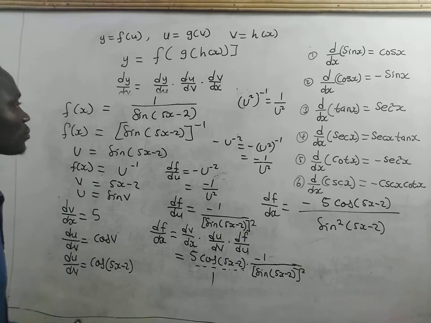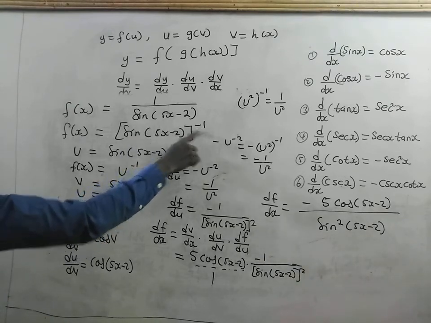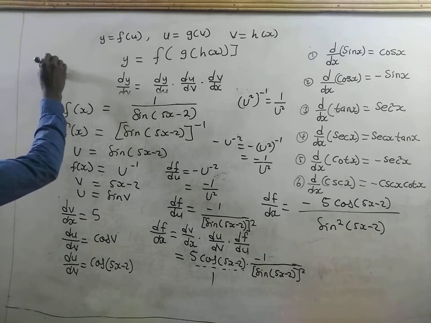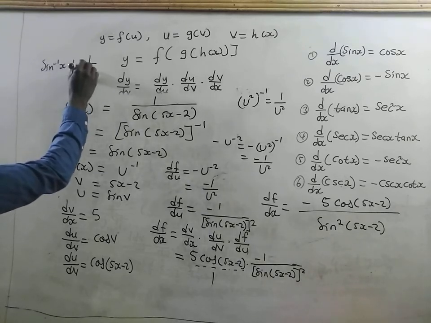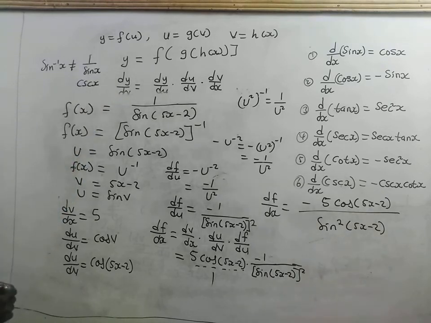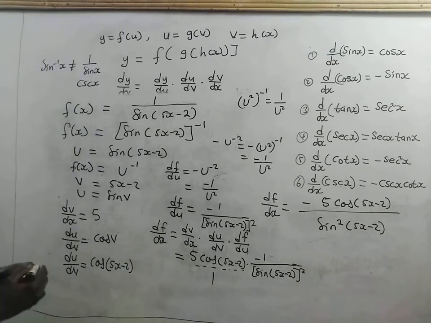But remember this. You see that here, I wrote negative 1 here. Don't bring this negative 1 here. If you bring this negative 1 here, you will change it to the inverse function. Be very careful with that. And that is not what we mean. The inverse function is written as sine inverse of x. It is not equal to 1 divided by sine x. 1 divided by sine x is cosecant of x. It is not equal to sine inverse of x. So take a very good note of that.